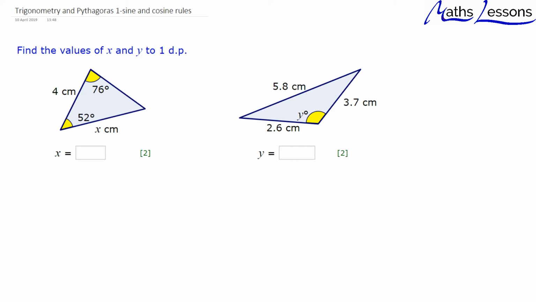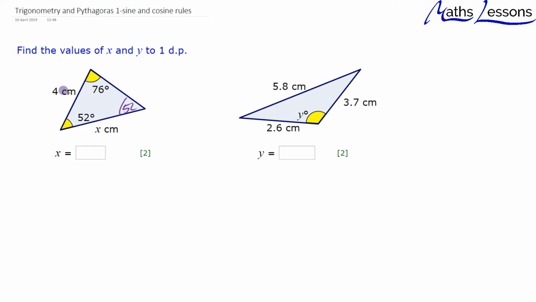Okay, so let's have a look at this question then. What we've got here is an angle opposite a side, and then we don't have a side opposite this angle, and we have a side but no angle. Or do we? Actually we do, because we can take these two away from 180, so add 76 to 52, and we get 128. Take that away from 180 and we get 52 for this value here.